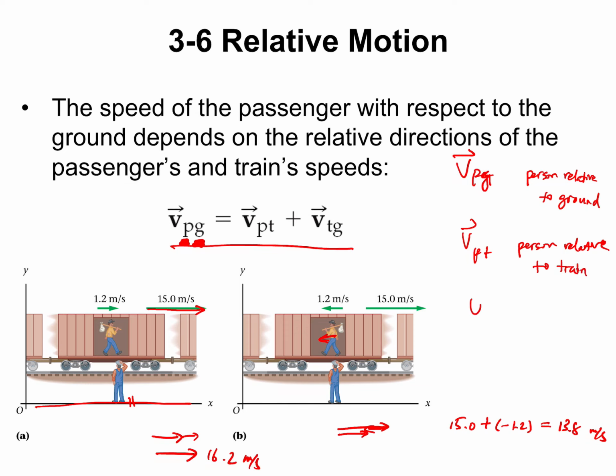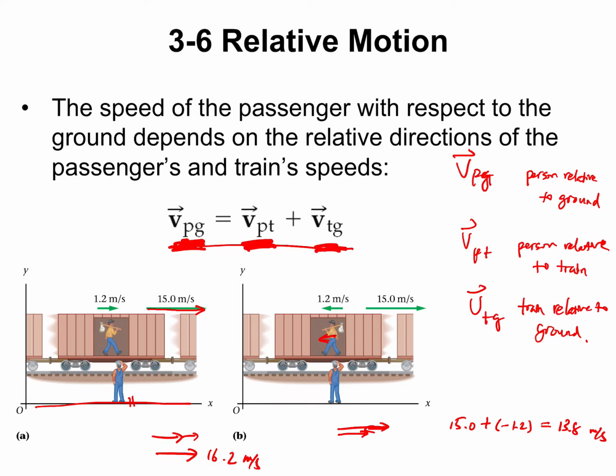Okay, and then VTG is the velocity of the train relative to ground. Okay, so here is what we want to know, right? The velocity of the person relative to ground equals the velocity of the person relative to the train plus the train relative to the ground. Okay, remember this is a vector addition.